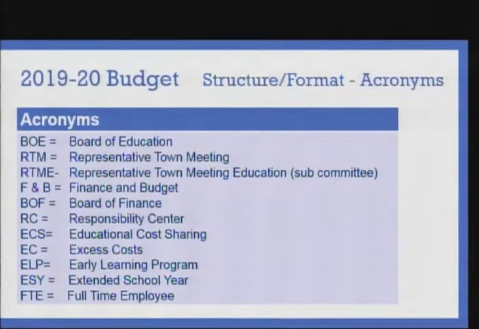So our responsibility centers would be Darien High School, Middlesex Middle School, all of our elementary schools. In addition to that, you would have our art, physical education, PE, maintenance, and finance, and so forth. ECS is for educational cost sharing. It's a formula given to us by the state of Connecticut, as well as EC, which is excess costs. Sometimes those two acronyms get mixed up. ELP is our early learning program. ESY is our extended school year, and an FTE is a full-time employee.